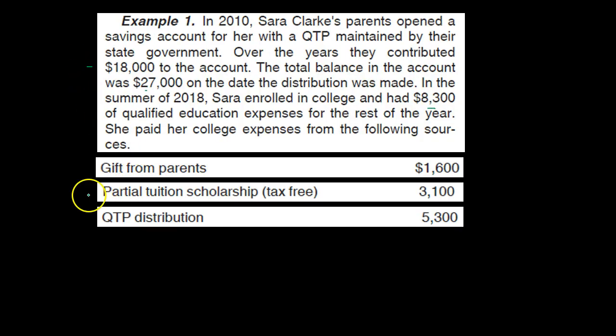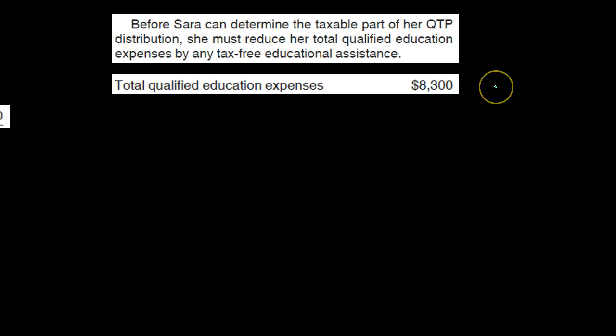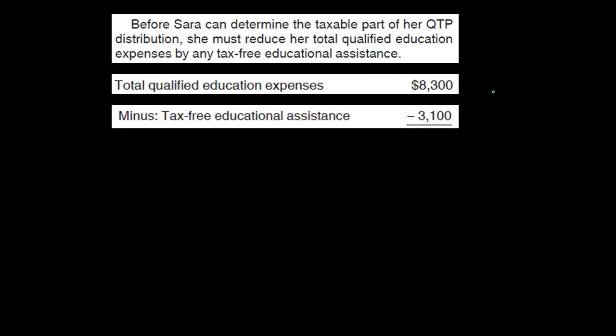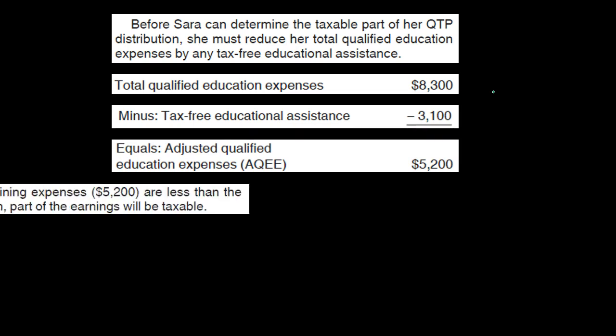So of these items, the tax-free educational assistance is, of course, the partial tuition scholarship. This was tax-free, so we have to reduce the amount of expenses by that $3,100 to see if our adjusted qualified education expenses are greater than the amount of the distribution, which was $5,300. So here's the $8,300 minus the $3,100 for the scholarship, leaving $5,200. So now we have the $5,200 left.